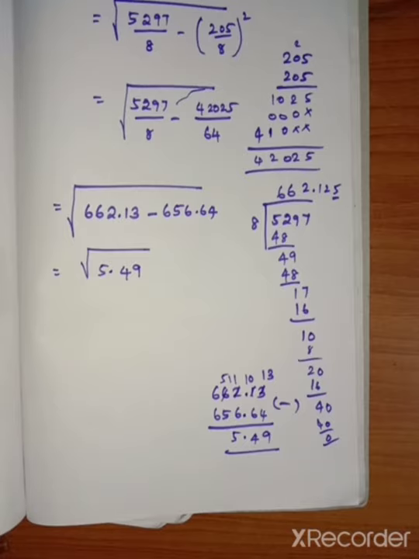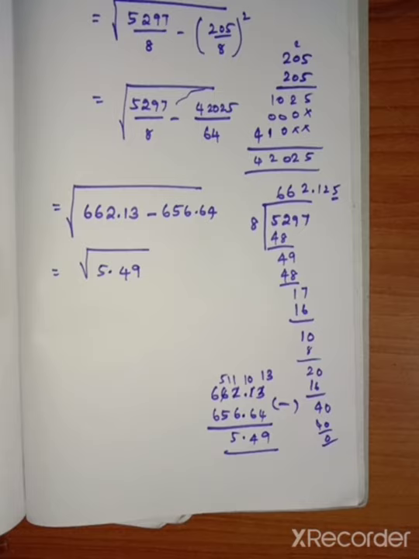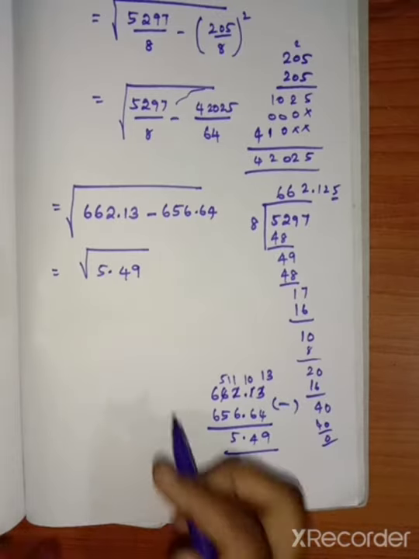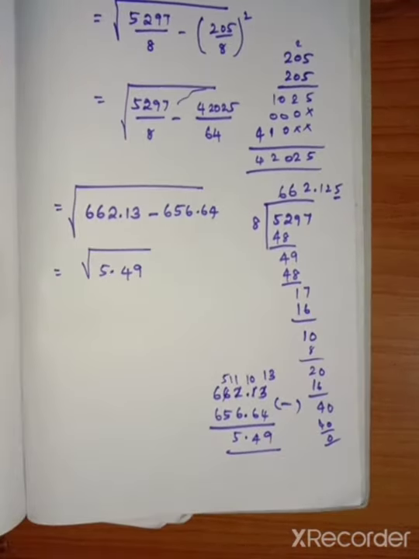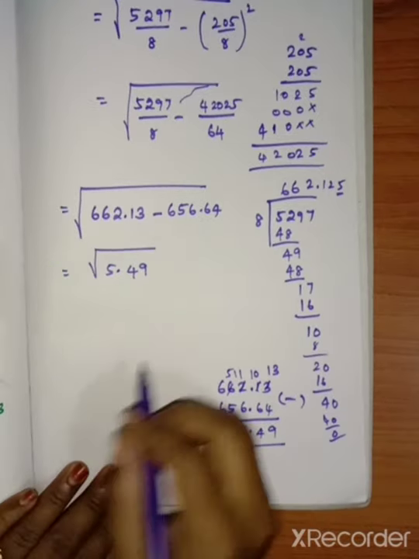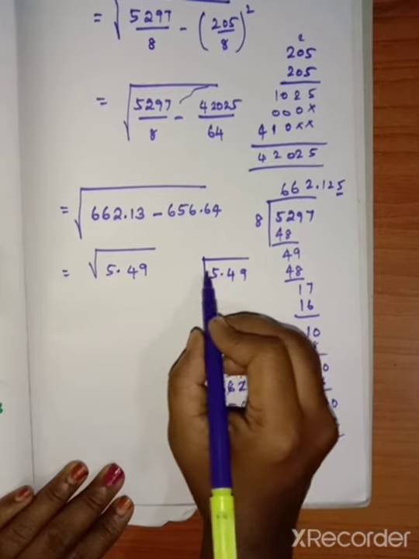So sum is so easy. So for this one we want to know the multiplication, division, long division method. If you know, it is so easy. Then we want to know the square root, we want to use the long division method. So 5.49, if you use the long division method, 5.49. So it is 3 decimals.